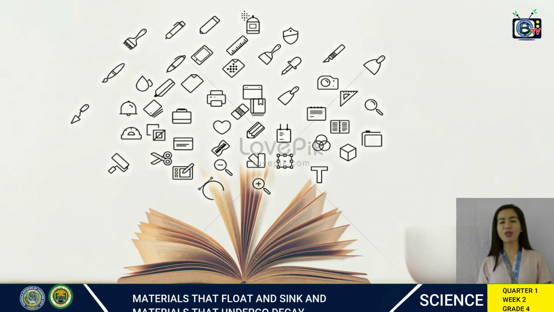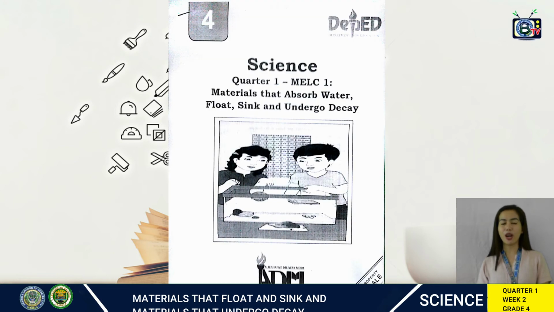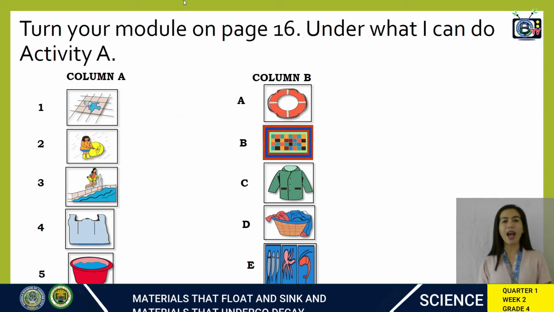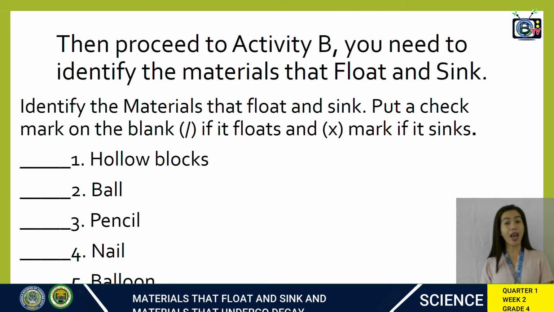Now, let us proceed to another activity which will help you understand better the lessons that we have discussed. Turn your module to page 16 under What I Can Do, Activity A. Match the picture in column A with the correct picture in column B. Then, proceed to activity B. You need to identify the materials that float and sink.